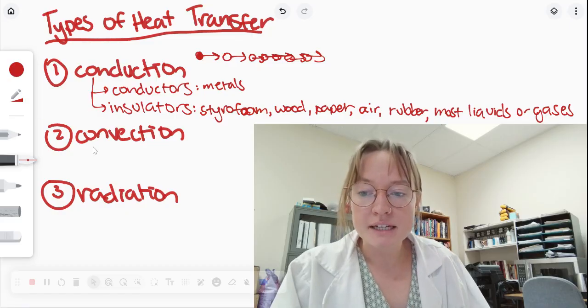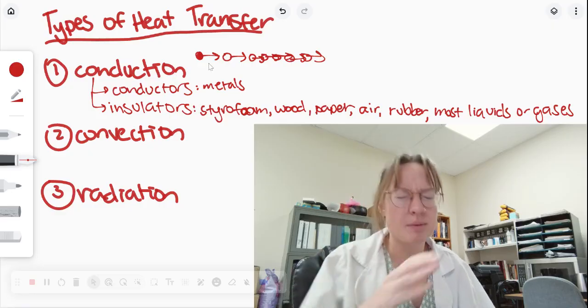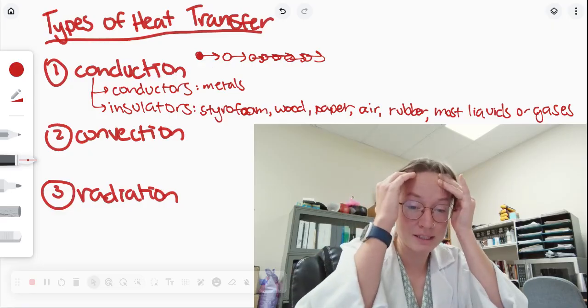Let's talk a little bit about convection. Oh, sorry, one other example about conduction. That's embarrassing. I can't believe I almost just skipped over it.